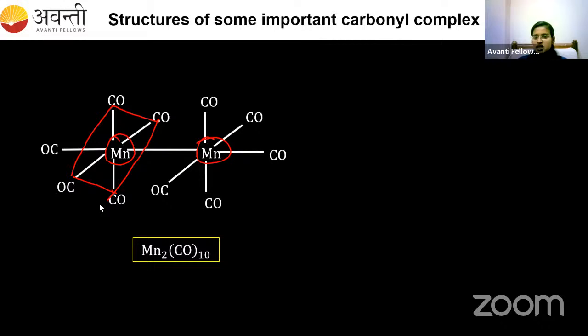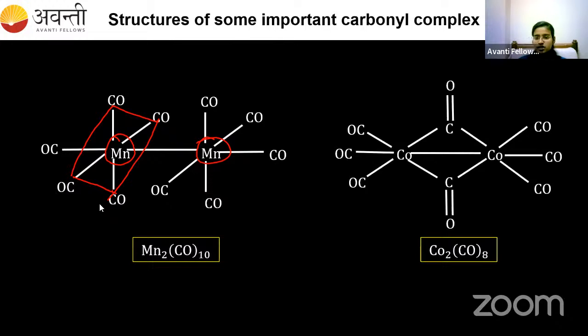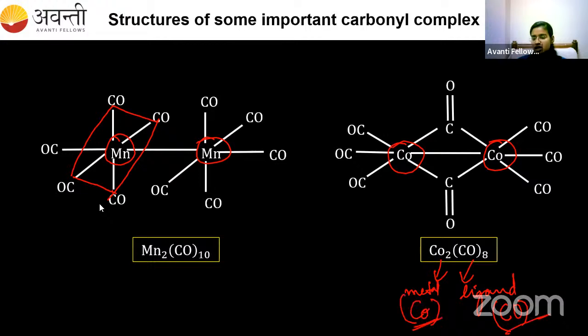And lastly, Co2(CO)8. So 2 cobalt metal atoms. And this CO is different from this CO. Okay. This is a ligand. Both are capital letters, CO capital. This is a ligand, and this is a metal atom. Capital C, small o, this is a metal atom and this is a ligand. Don't get confused with both CO. Okay. So these are some of the structures of carbonyl complexes.